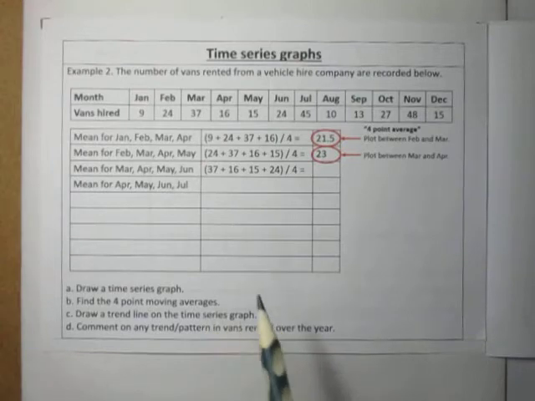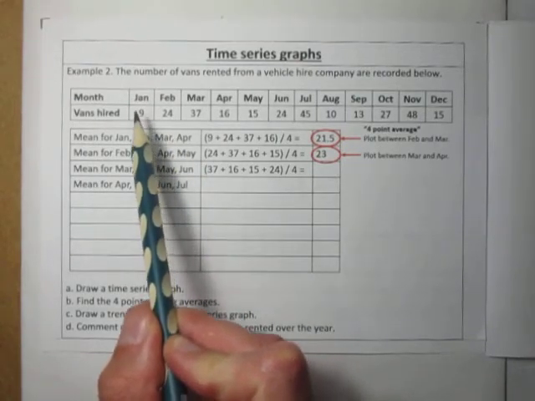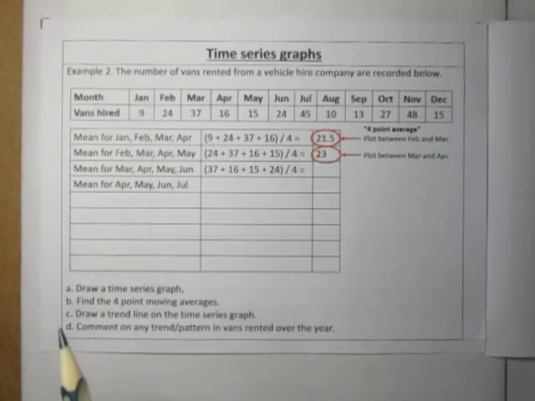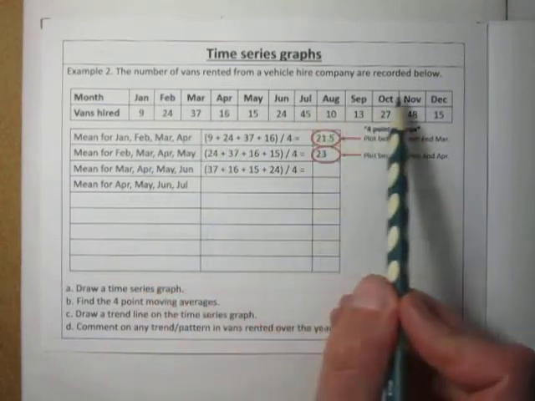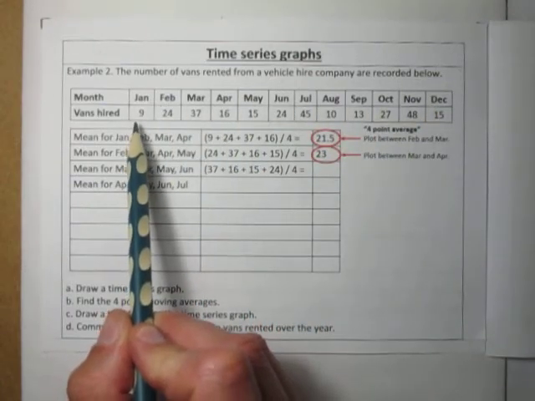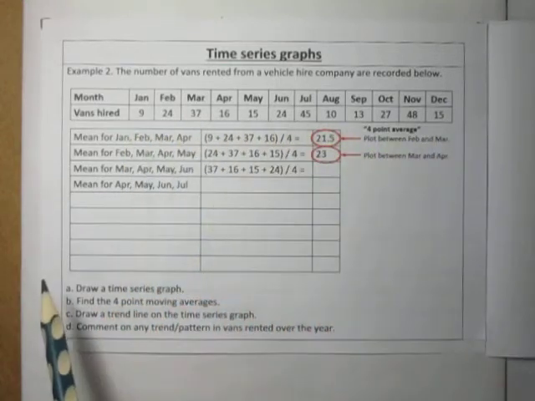Right then, so I've already started drawing the time series graph over the page. I'll show you in a moment. All it means is that on the x-axis we're going to have the month, and then we're simply going to have the number of vans hired going up the y-axis, all the way from January through to December.